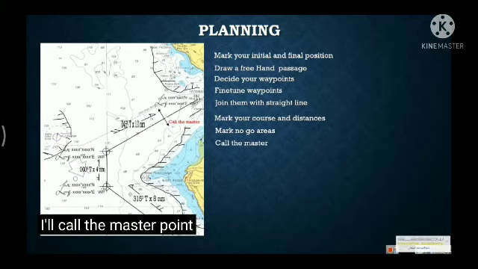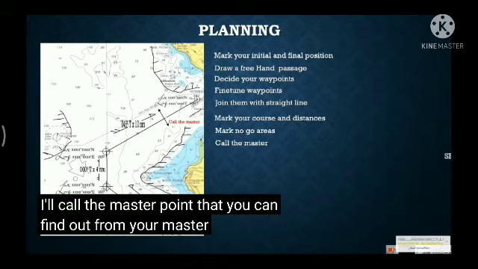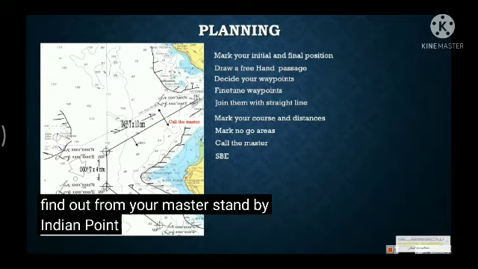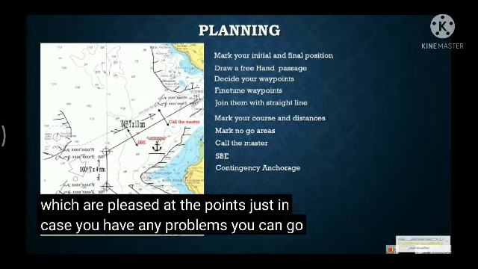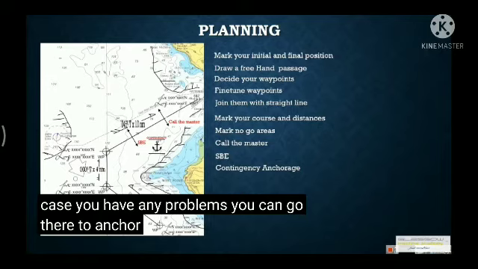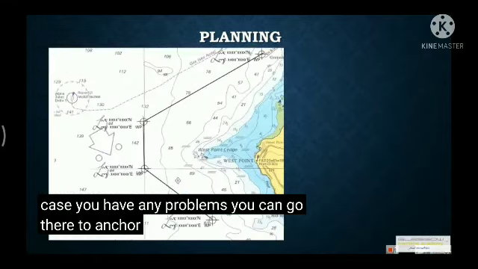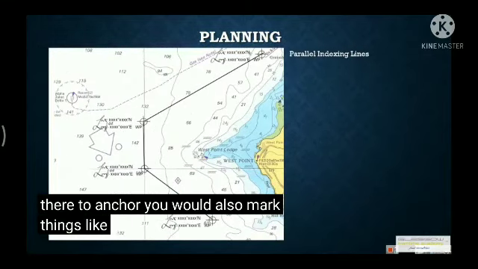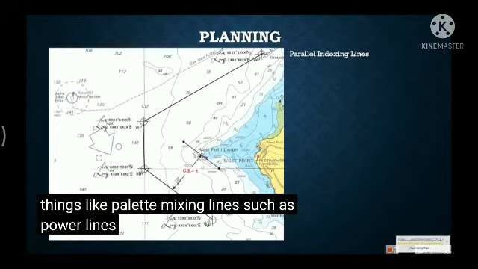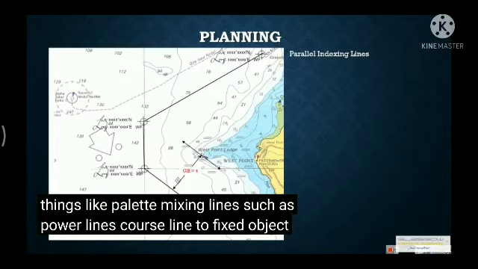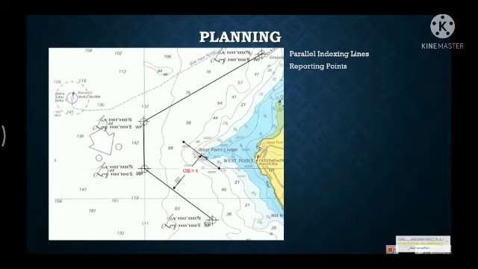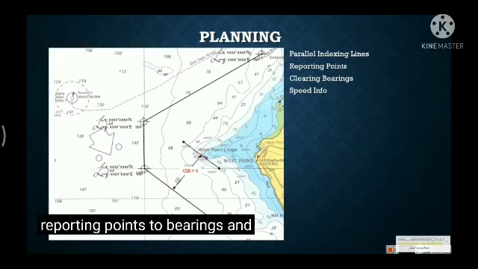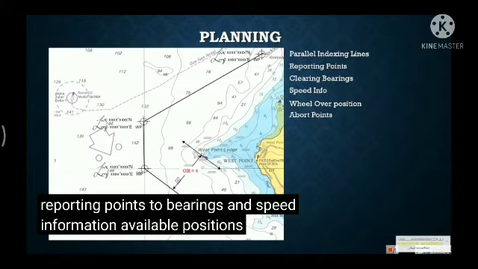You would mark the call-master point that you can find out from your master, the standby engine point, and contingency anchorages, which are pre-decided points just in case you have any problems. You can go there to anchor. You would also mark things like parallel indexing lines, which are just lines parallel to the course line from a fixed object, which you can use for parallel indexing later on. You will mark reporting points, clearing bearings, any speed information, wheel-over positions, and abort points.